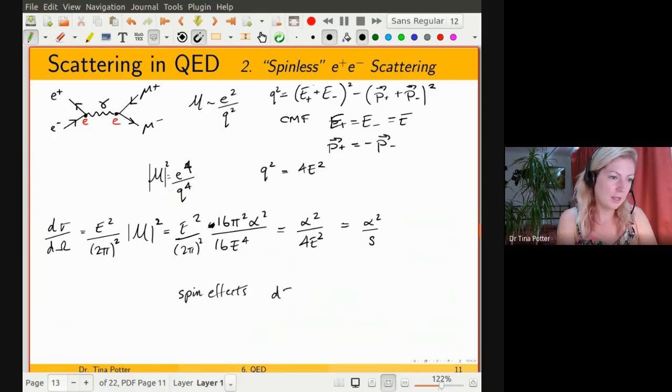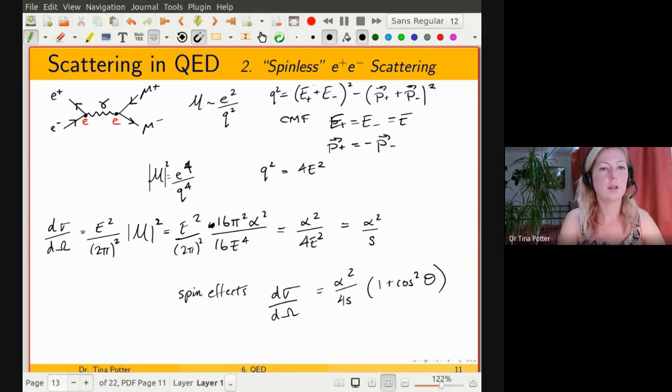you do that with the Dirac equation. We get alpha squared over 4s (1 plus cosine squared theta). Okay. So a couple of examples there: drawing a Feynman diagram, writing down the matrix element, putting that into your differential cross-section, and you'll need to know the invariant mass of that internal particle, that virtual particle.